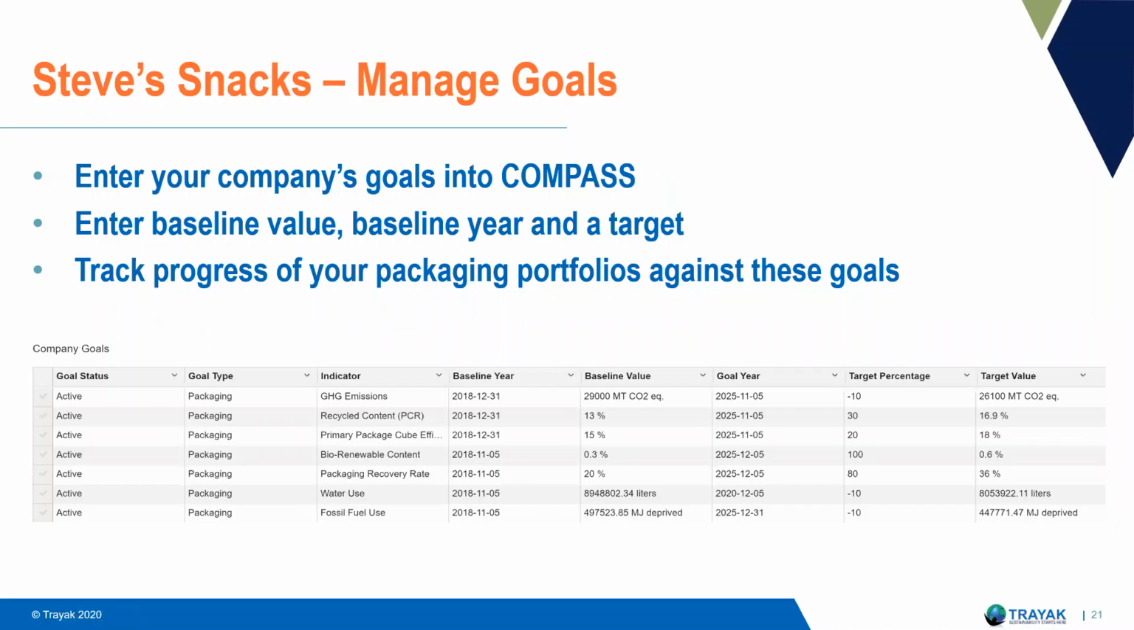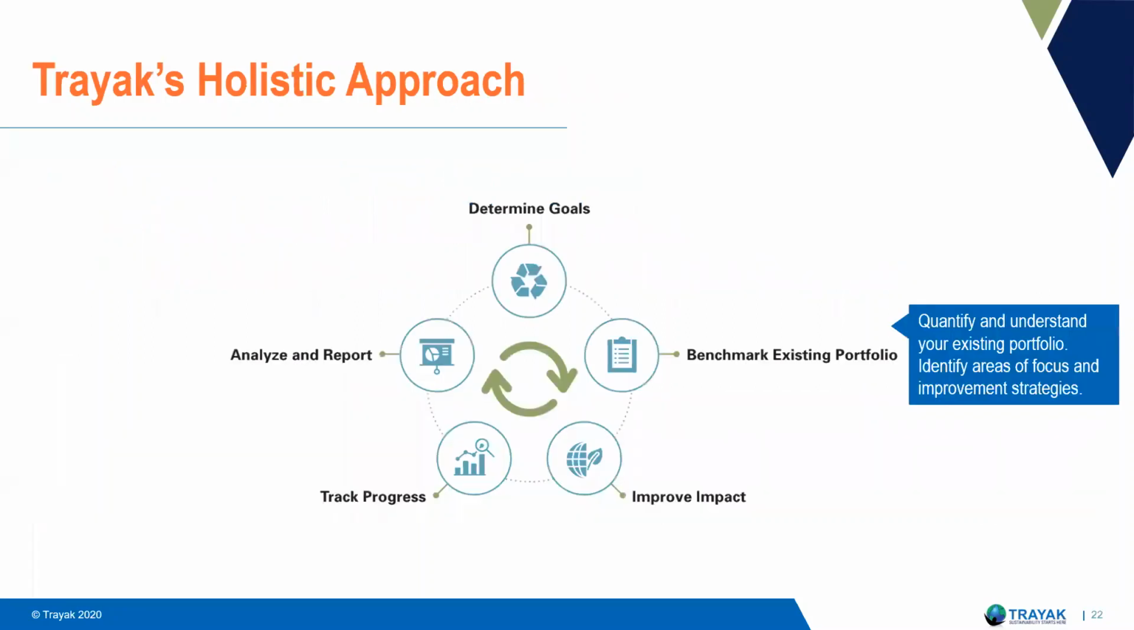The idea is that once you have these in Compass, you're able to track progress of all of your packaging portfolios against these goals every time you run an LCA or a roll-up report. I'll discuss that in detail a little bit later, but I wanted to give the framework of how we're tracking goals and starting the process of looking at this holistically. So the next step is, well, let's look at what we have and benchmark. We need to understand our areas of focus, maybe our areas of improvement, so that we can reduce our impact overall and make a more sustainable package.